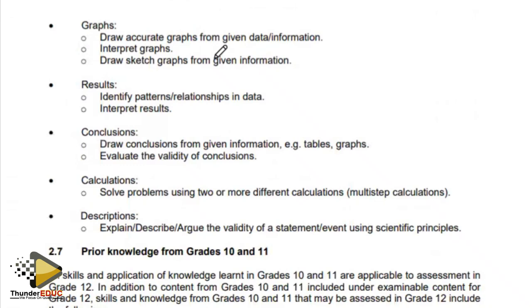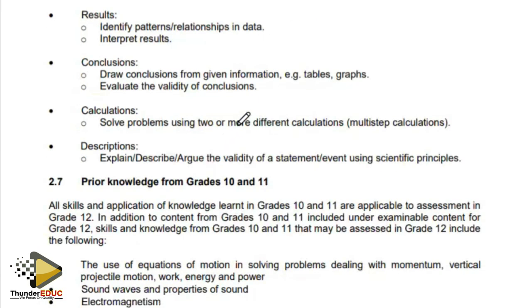Under graphs, we need to know how to draw graphs if you're given information. This normally comes under mechanics, where they ask for a velocity-time graph or position-time graph, and even under electricity. Let's say they've given you the relationship between current and the voltage, or the potential difference. How do you interpret them? That's also vital. And then how do you draw conclusions from those graphs? Then calculations using 2 or more steps, and so on.